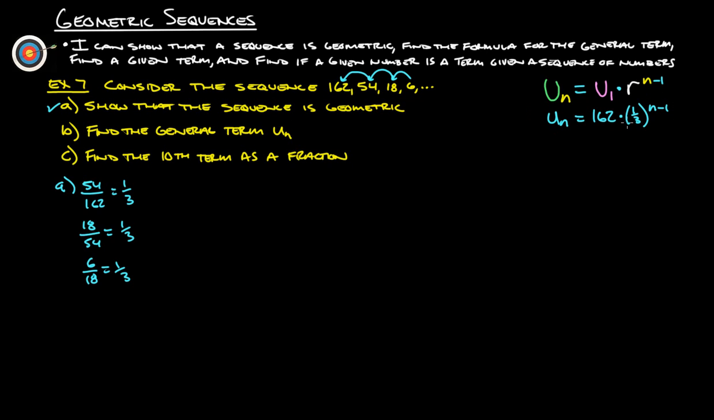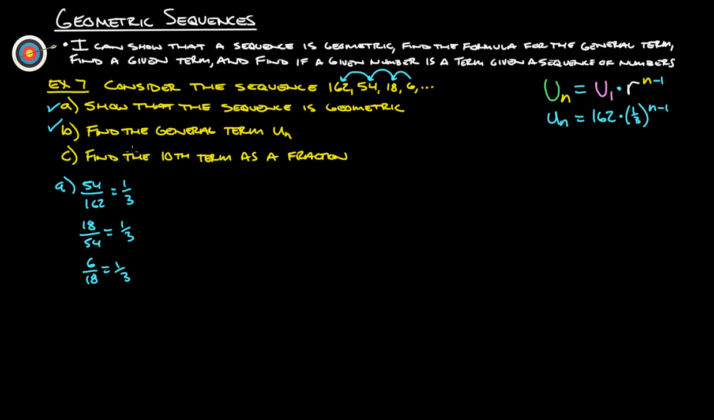You don't ever want to simplify this, because we have to take the power of this 1/3 before we multiply by 162. Sometimes these will have the same bases, like base 3, and you can simplify it that way. But for the most part, you just want to leave these alone. All right, so we found our general term.